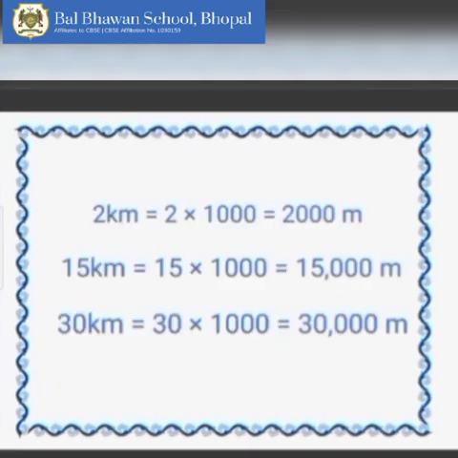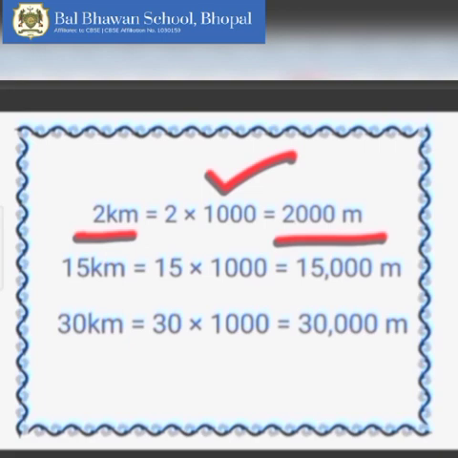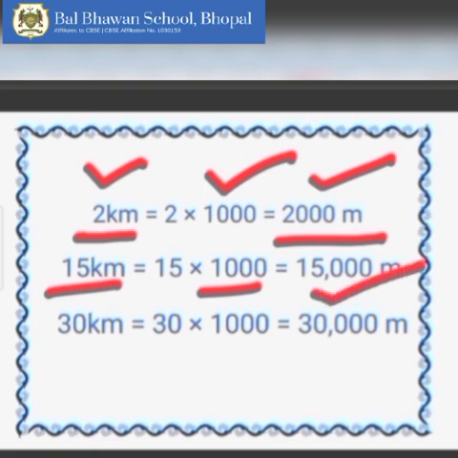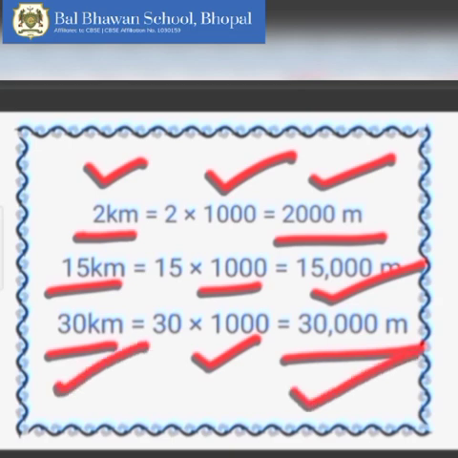This way, we can change kilometers to meters by multiplying with 1000. Here, 2 kilometers will become 2000 meters. 15 kilometers multiplied by 1000 is 15,000 meters. 30 kilometers multiplied by 1000 is 30,000 meters. Like this, we can change kilometers to meters.